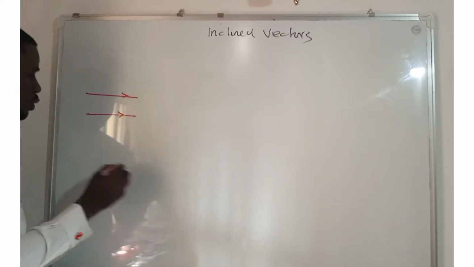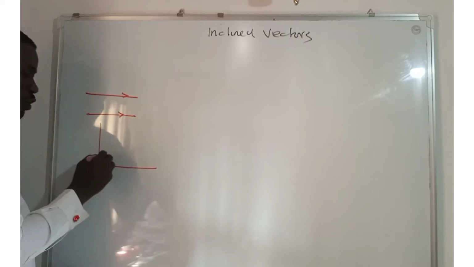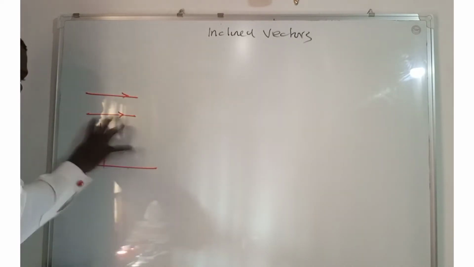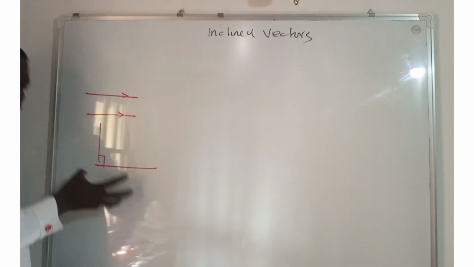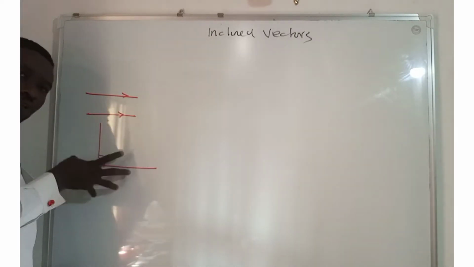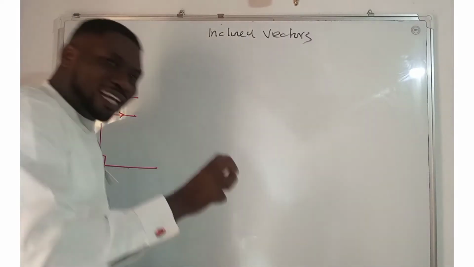Now sometimes, one vector might be running like this and another one will cross it, such that an angle of 90 degrees will be formed. Once you have that, this becomes perpendicular vectors. I have equally discussed in that video how to find the resultant of perpendicular vectors. But today, this discussion is on inclined vectors.